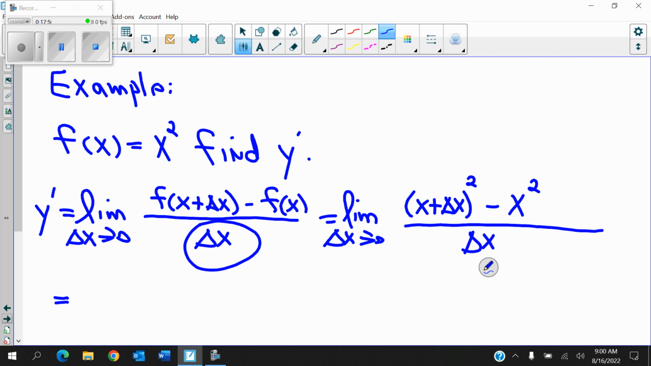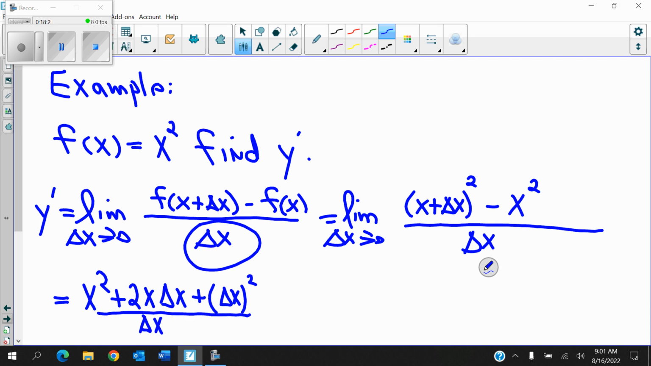This is why you had to stay awake during Mr. Lover's class. All this algebra stuff. Well, if we take x plus delta x squared, we're going to get x squared plus 2x delta x plus the quantity delta x squared, all over delta x. And I left something off here, did I not?